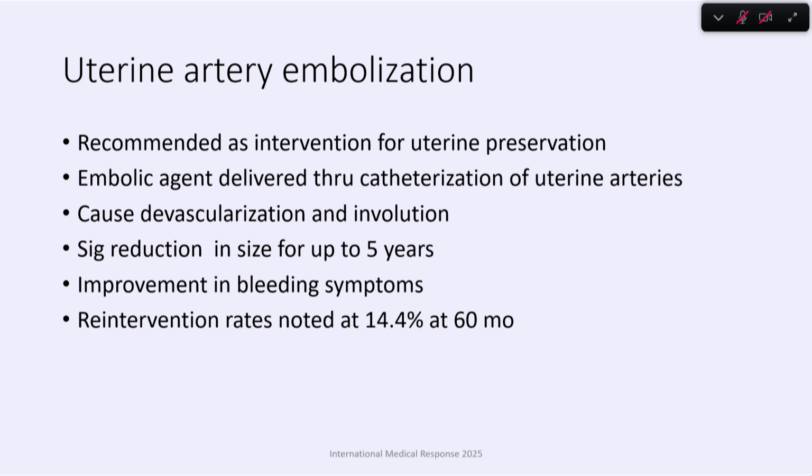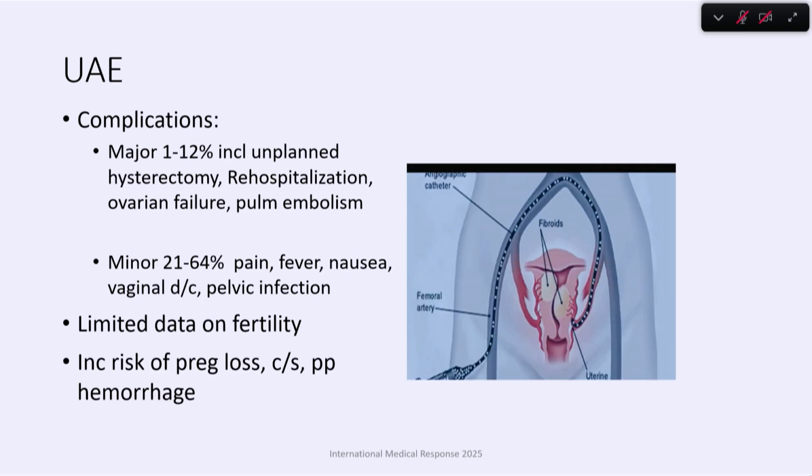It does improve bleeding symptoms, but again, there is a high rate of reintervention that may be needed, fibroids that can grow back. And here's just a schematic of what that looks like. You have catheterization through the femoral artery, and then pellets are delivered, obstructing the uterine arteries, which will feed your growing fibroids. There are complications, 1 to 12% of major complications, including unplanned hysterectomies, rehospitalizations, ovarian failure, because again, the uterine arteries, if you're blocking blood supply to them partially, it also can affect ovarian function.